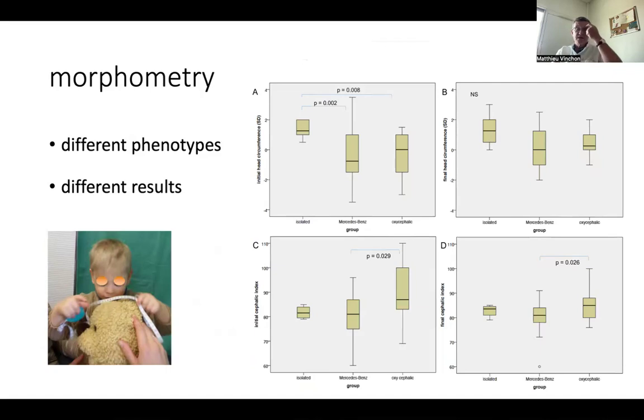If it is isolated lambdoid synostosis, the cephalic index is much closer to normal, while it is much lower in case of Mercedes-Benz, which looks much like scaphocephaly. And after surgery, there is a good correction in case of Mercedes-Benz syndrome. And regarding the head circumference as well.